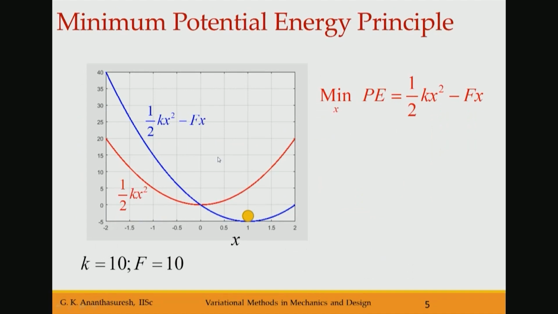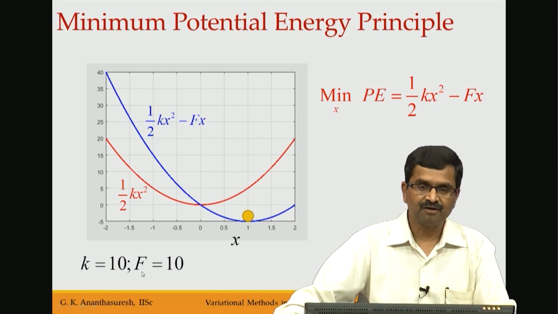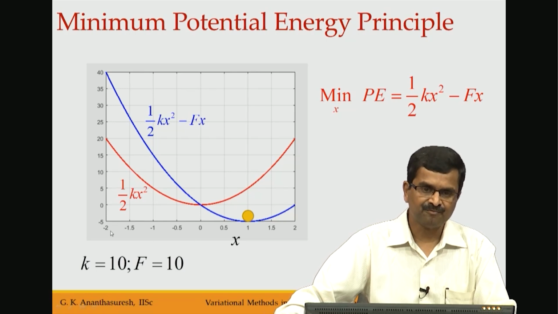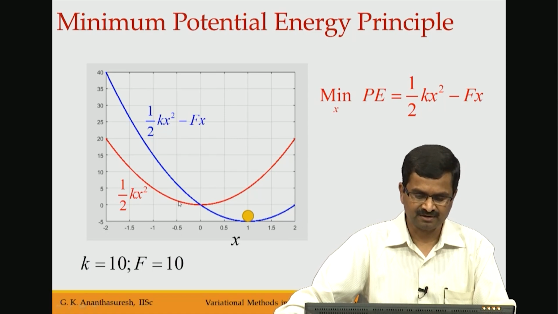Now, in the previous example we had potential energy half kx square minus Fx. If I take k equal to 10 and F also equal to 10, then I can plot this strain energy half kx square, which is a nice parabola. The red curve that you see here is half kx square, where I have taken k as 10 and x is on the x axis. I am varying that from minus 2 to plus 2, and that is the red curve you get.